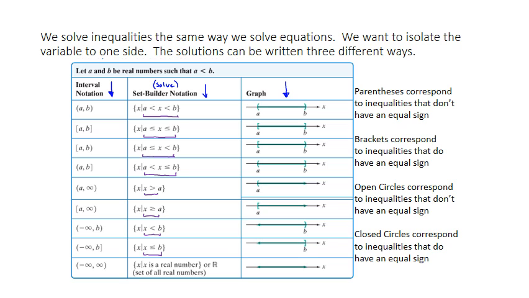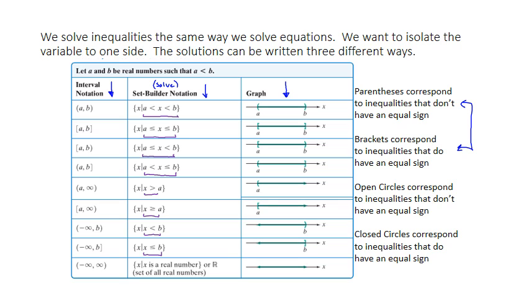The only difference is that if you do see an equal sign on them, make sure that you use brackets, and we're going to talk more about that. So that's the parentheses and brackets part right here. Parentheses correspond to inequalities that don't have an equal sign, and brackets correspond to inequalities that do have an equal sign.